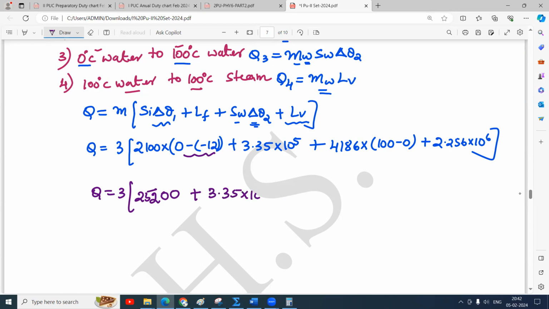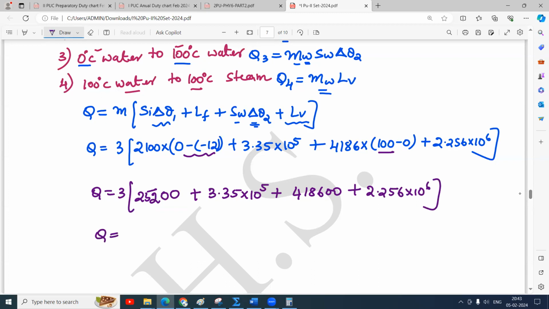Plus 3.35 into 10 to the power 5, plus here it is 4, 1, 8, 6 and 2 zeros because you are multiplying by 100. 100 minus 0 is 100, plus 2.256 into 10 to the power 6. Q is equal to.